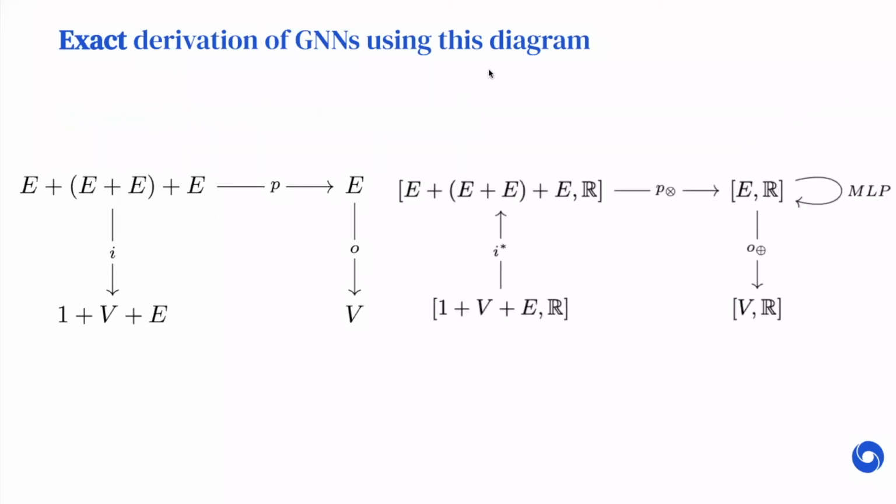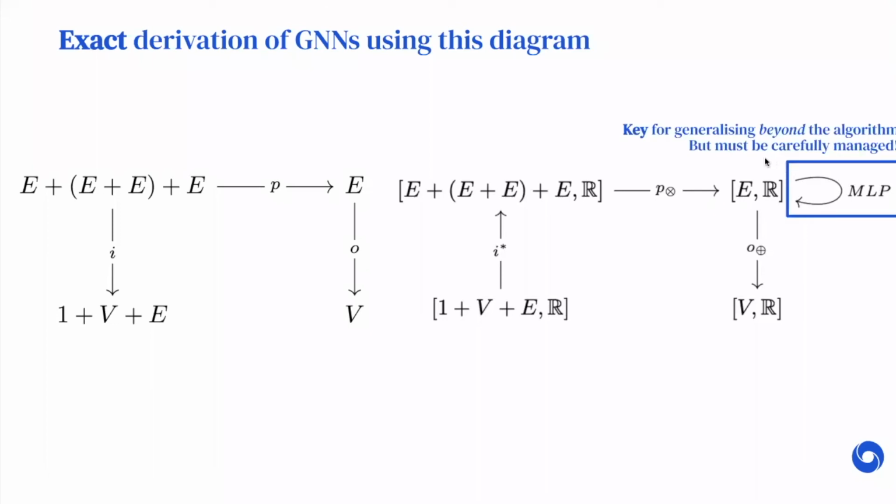And when you transform this diagram into an actual polynomial functor, which represents how data travels on a message passing neural network, you'll find that something looks very similar to what we did with algorithms. The main difference is that typically message functions can be deep. So you have this multi-layer perceptron arrow in there. And it's actually the key to generalize beyond what the algorithm does. But you must be carefully managing this MLP because, as we know, MLPs are universal approximators. So if they're left unchecked, they could skip entire parts of this diagram, and therefore you're no longer aligning to the computation that you care about.